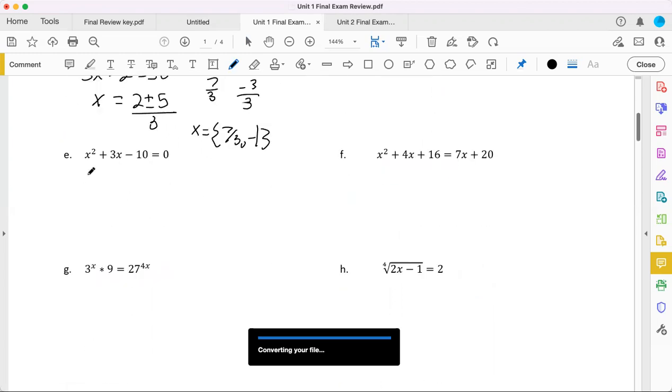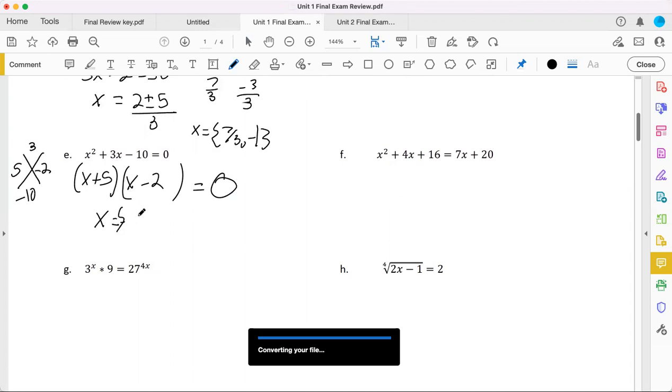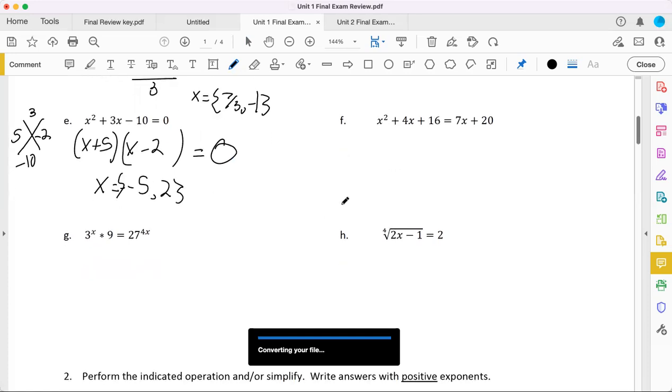This is light work. You could have done this back in Integrated 2. Factors of -10 that add up to 3. Probably going to be 5 and -2. And keep in mind, this is set equal to 0. So at this point, you can kind of think of it like you're solving for the roots. So your answers are -5, 2. And you may see me do these curly brackets, and that's because I'm talking about a set.